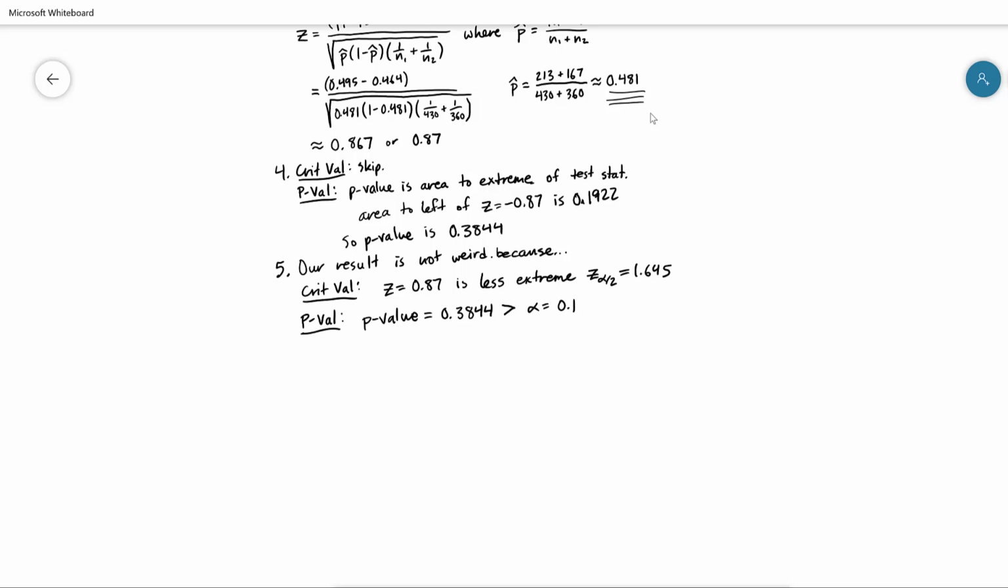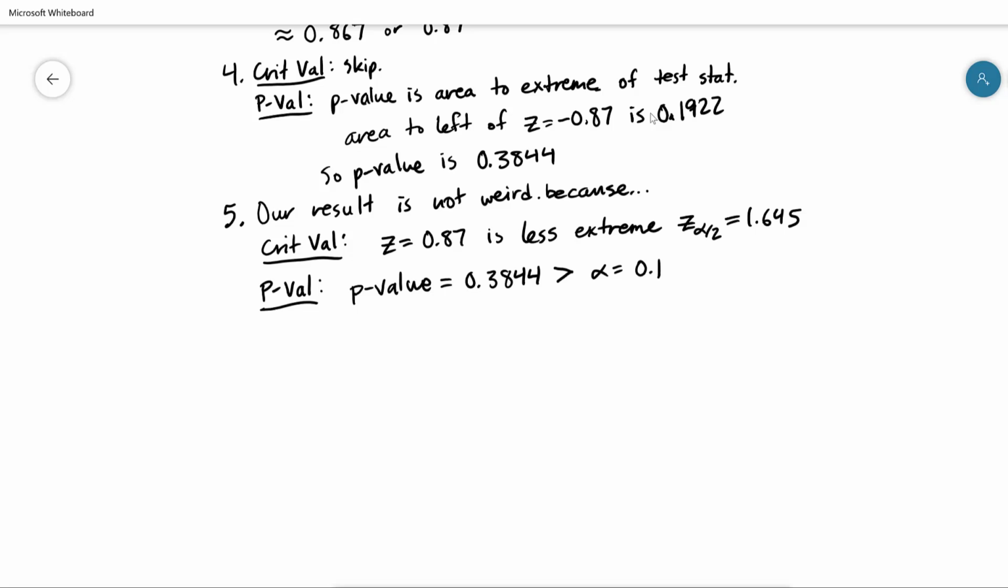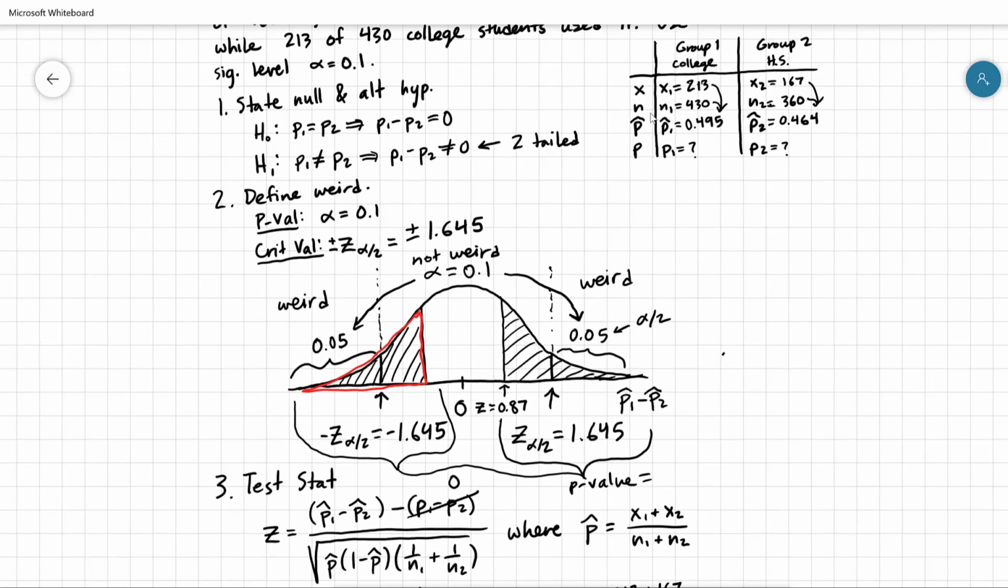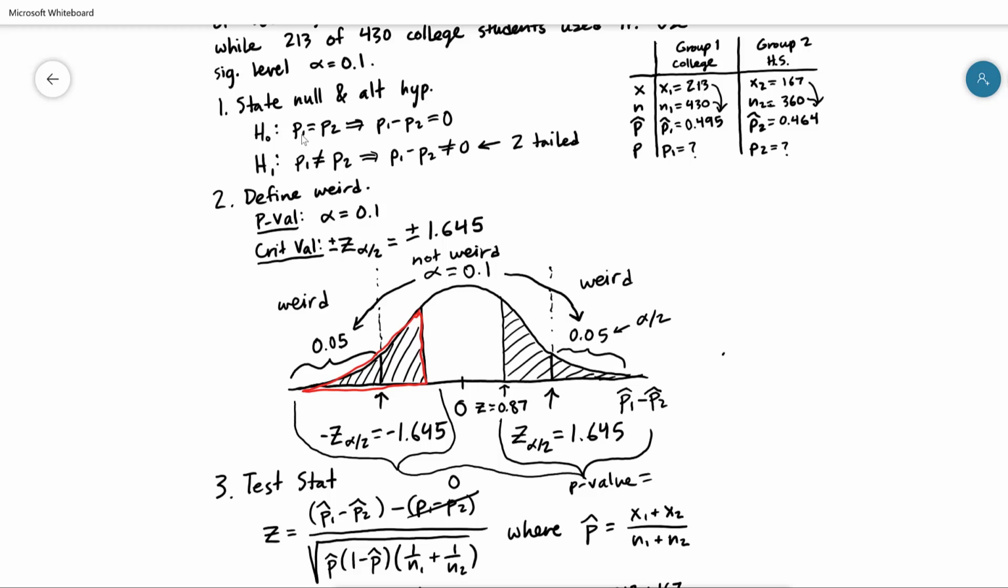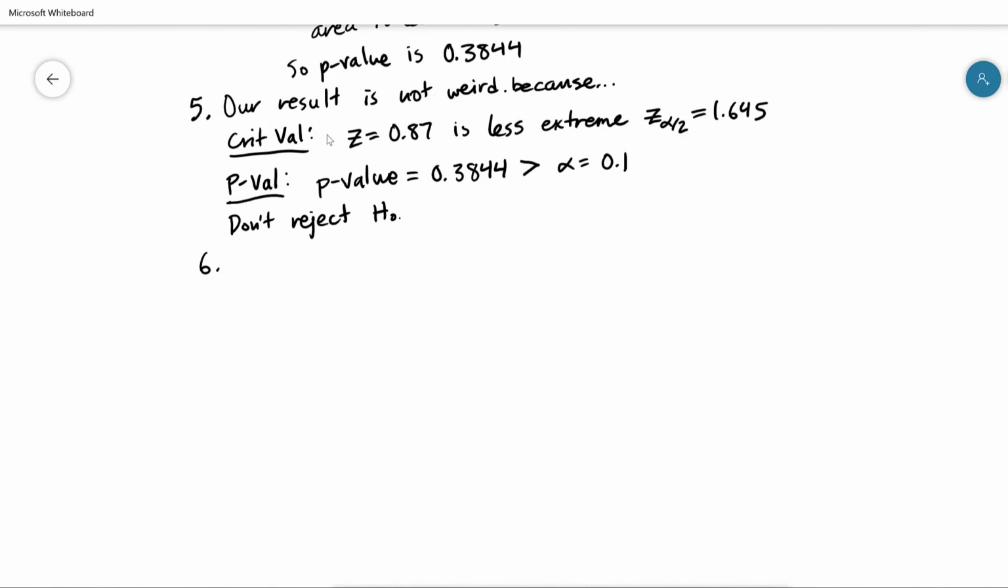So in plain English, well, we'll do this. Because it's not weird, we are not going to reject the null hypothesis. And just checking what the null hypothesis said, the null hypothesis said that it thought the two proportions were the same. And we did not find strong enough evidence to reject that notion. So what we're saying is there's not enough evidence to suggest that these two populations use Instagram at different rates. So that's how I will phrase it.